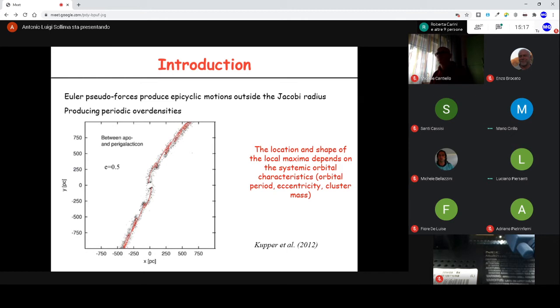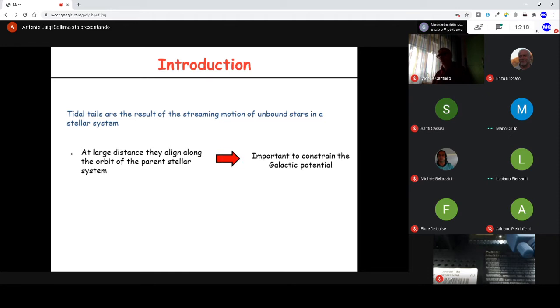So in general, if you study the shape, the orientation and the characteristics of the tidal tails, you can constrain the orbits of the cluster. And in some way, if you have many clusters, you can also constrain the potential of the galaxy.